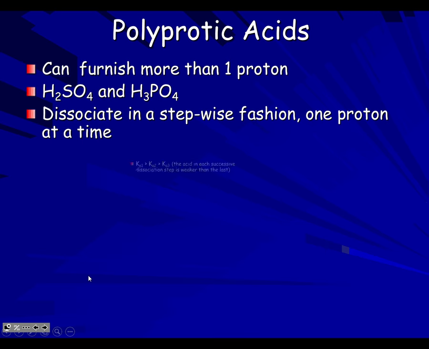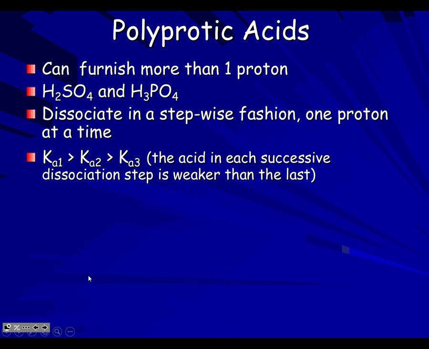Put a few things up here. Remember, we talked about it before when we did that previous example in the first lecture with the sulfuric acid. Polyprotic acids are any acids that can furnish more than one proton. Here's a couple examples. Sulfuric and phosphoric are the ones that we most commonly run into. And they dissociate in what's known as a stepwise fashion, which means they lose one hydrogen at a time. You don't lose two hydrogens, you go one hydrogen at a time.